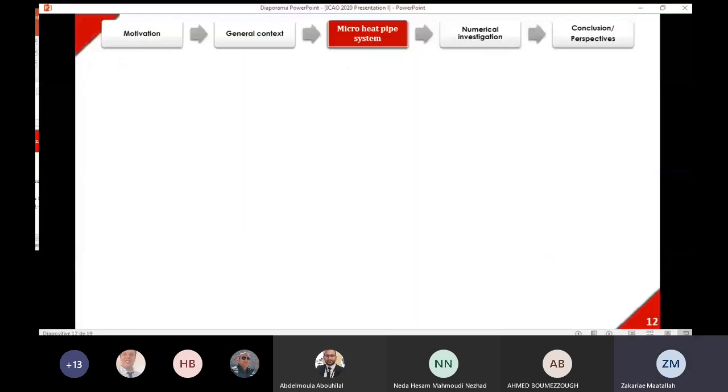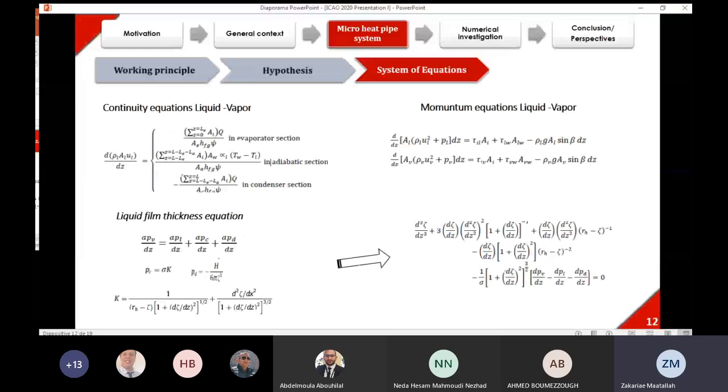Okay, here I'm giving you the system of equations that we are proposing. Continuity equation we have here for the liquid, and the same equation we can get for the vapor phase. For the liquid and vapor phase, we have film thickness, which we can derive from the Young-Laplace equation using Pc, which is the capillary pressure, and K is the curvature of the liquid vapor interface. Pd is the disjoining pressure. So at the end, we will assemble the final equation of the liquid film as a third order nonlinear differential equation.